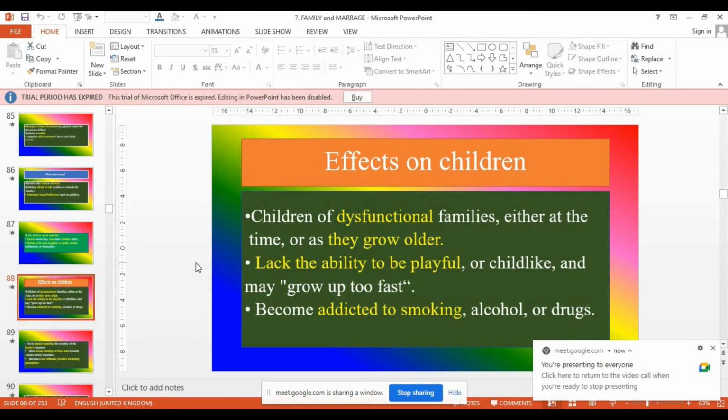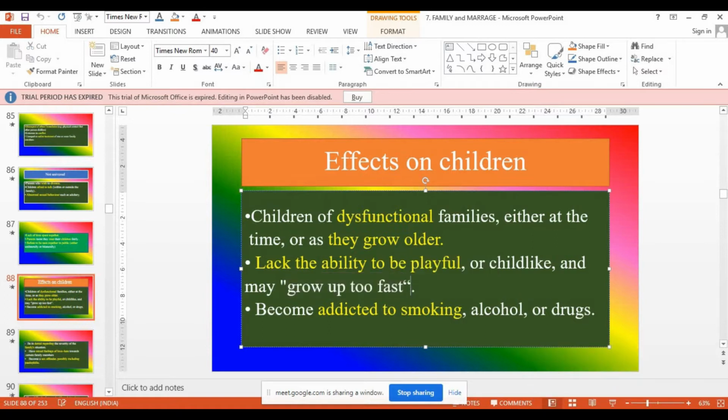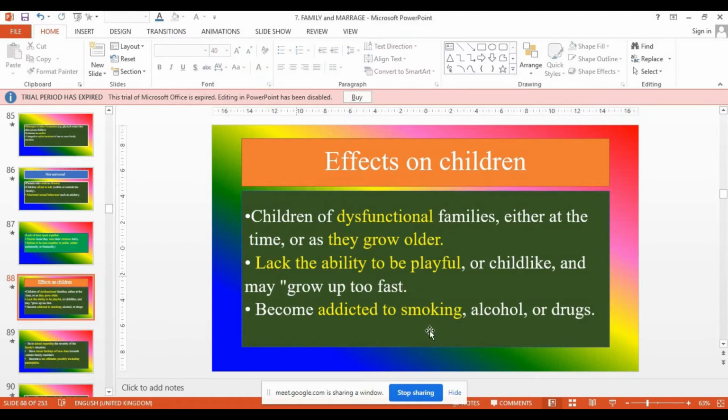A child may grow up too fast. Next, growing up too fast due to the lack of parental care and other reasons. Next, becoming addicted to smoking, alcohol, drugs.